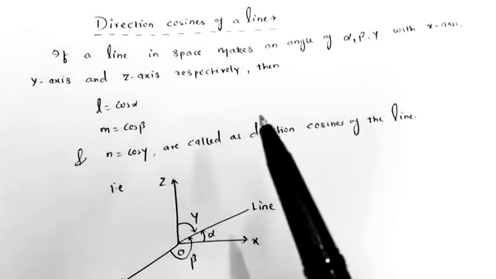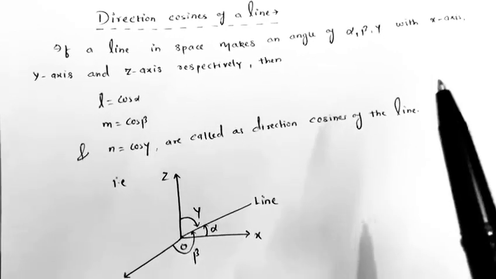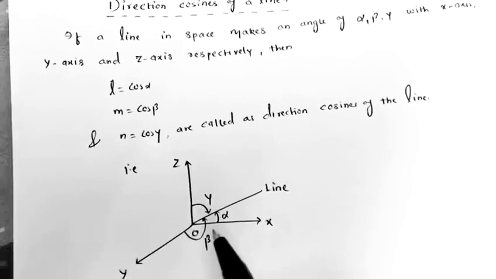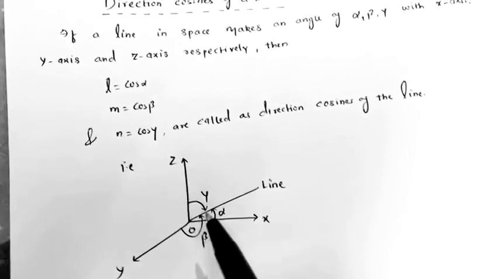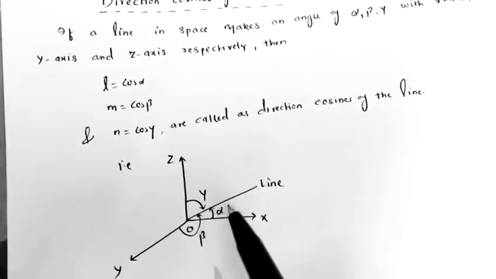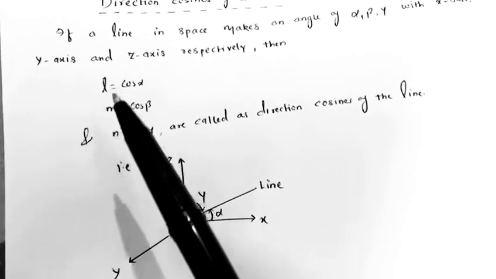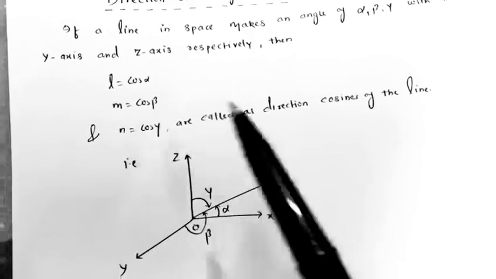Direction cosines of a line. If we have any line in space, we can move that line parallel to itself and fix the line at the origin of a 3D coordinate frame. Now if we do that, let the line make angles alpha, beta and gamma with the x-axis, y-axis and z-axis respectively. Then the direction cosines of the line will be represented by the symbols L, M and N and are defined as cos alpha, cos beta and cos gamma respectively.